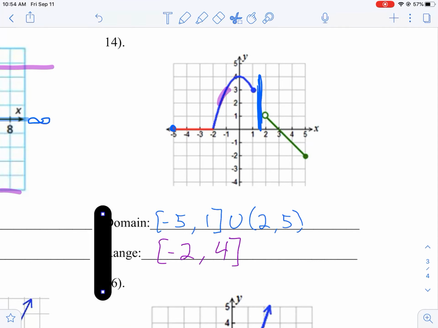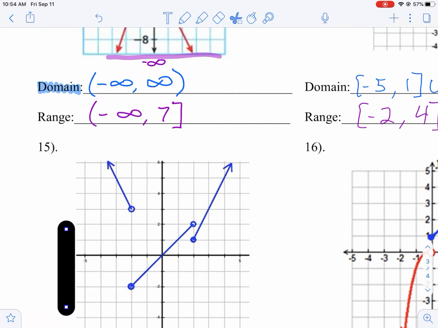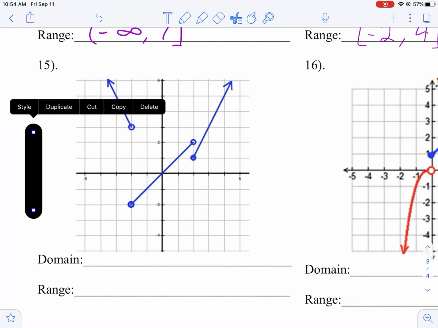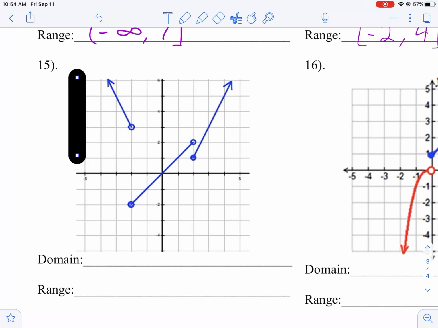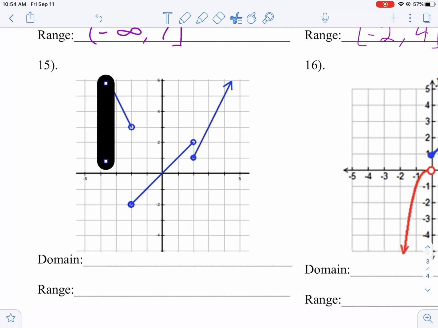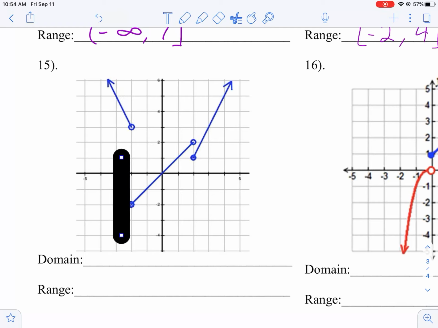Let's keep our scanner moving with us. Move it into the next problem here. All right, another piecewise function. There's some gaps. Let's cover the domain first. So let's move our scanner. Okay, so -infinity is where it's starting. It's coming here. I notice that there's a gap there, but it picks it right back up there.